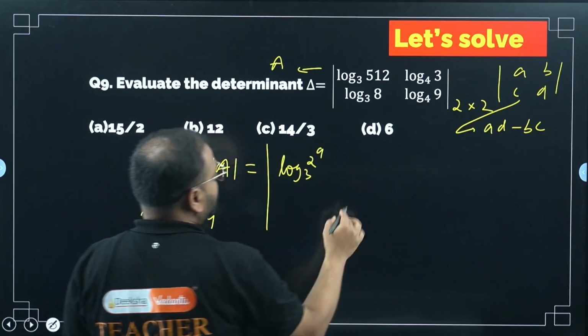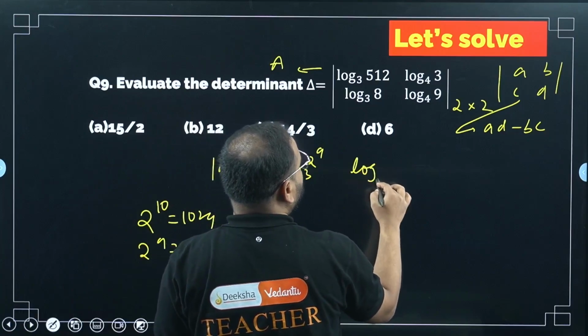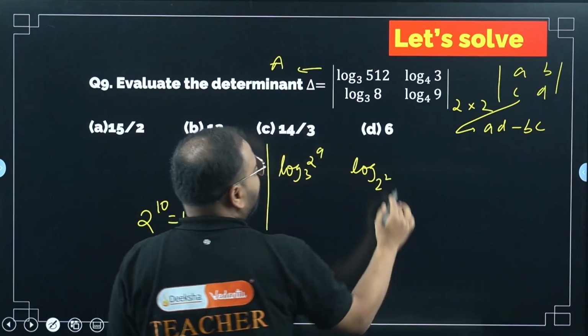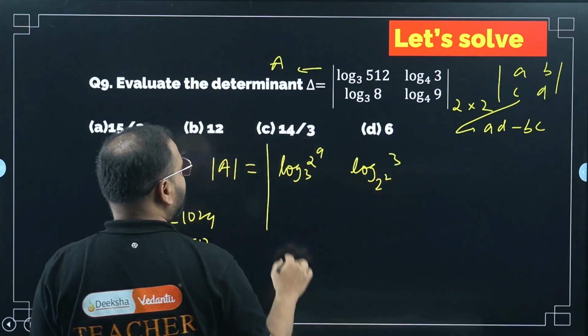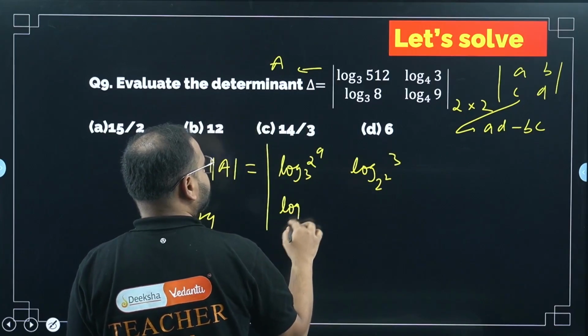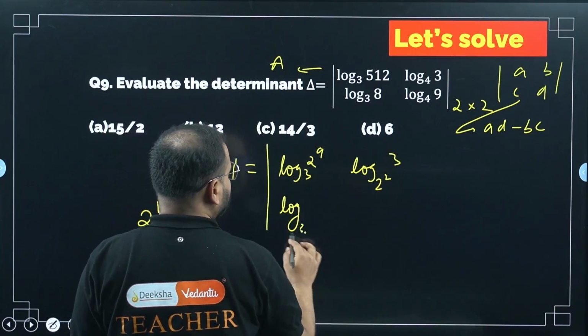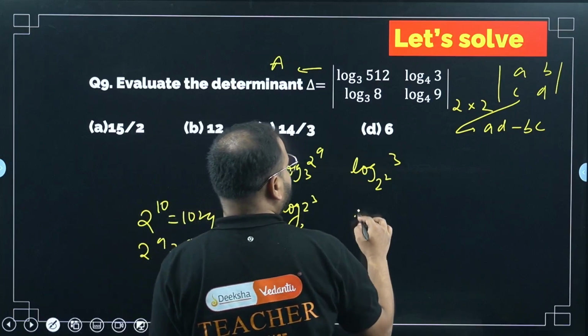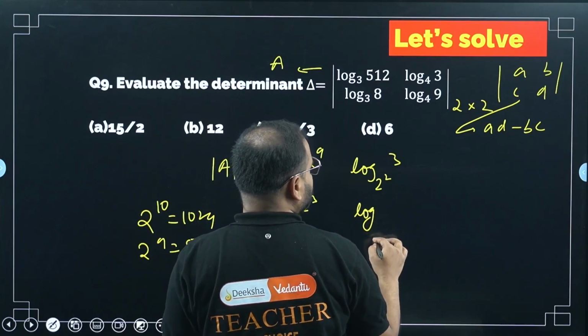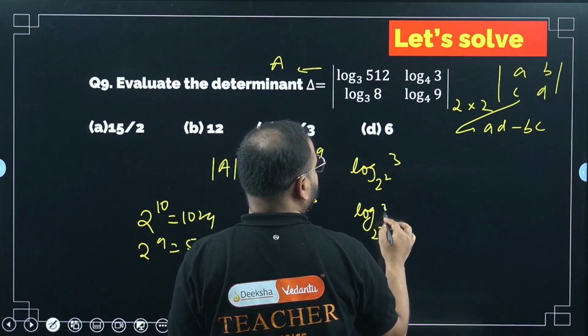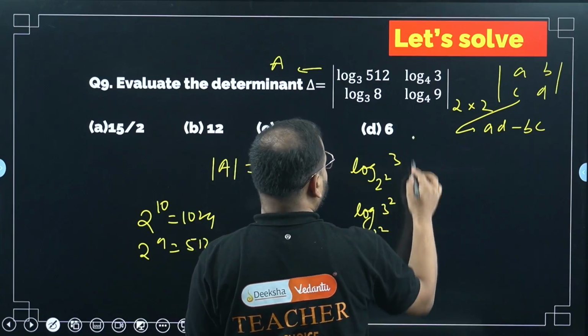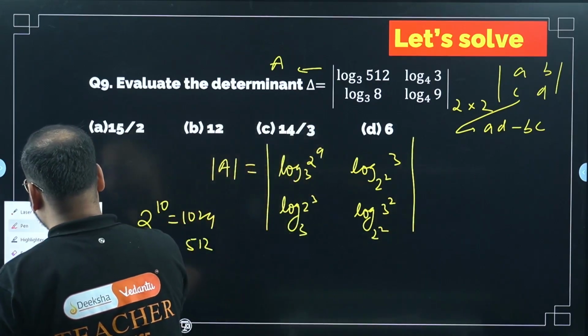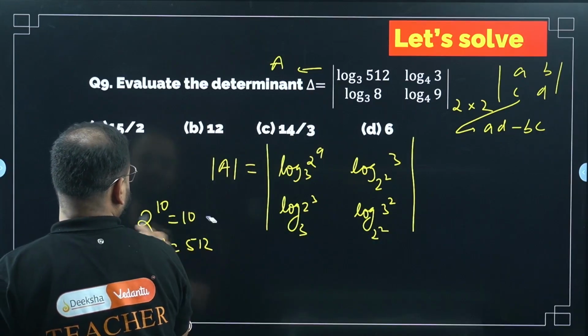What about this? Same way I can write for this: 2 power 2 as the base, and the number is 3 as it is. Over here what I can write? Log of 3 as it is, and this will be 2 power 3 because 8 is 2 cube. Over here what I can write? Log of 4 as 2 power 2 and 3 power 2. Okay? This is not relevant.